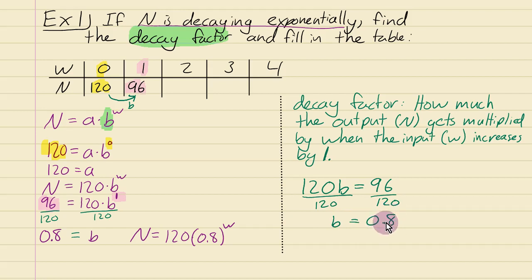And by the way, you know that this is a decay factor not only because 96 is less than 120, which means it's going down, but also because this number is less than 1, which means every time w increases by 1, you're going to multiply by another 0.8. Multiplying by 0.8 is going to make it smaller. So doing this the shorter way, we can just keep multiplying by 0.8.